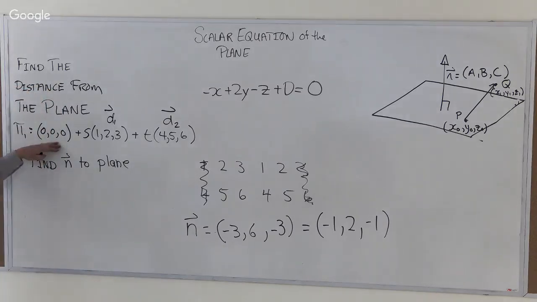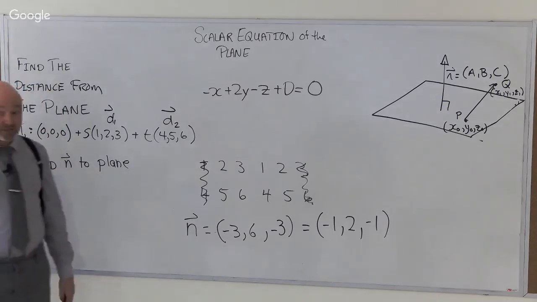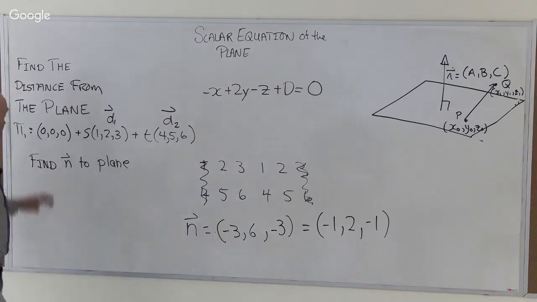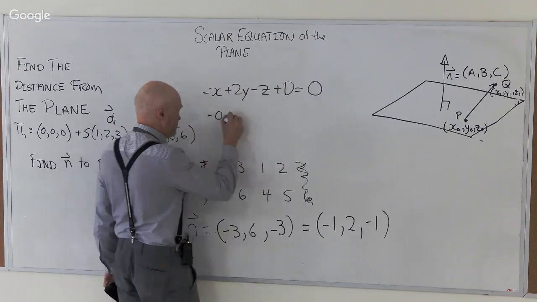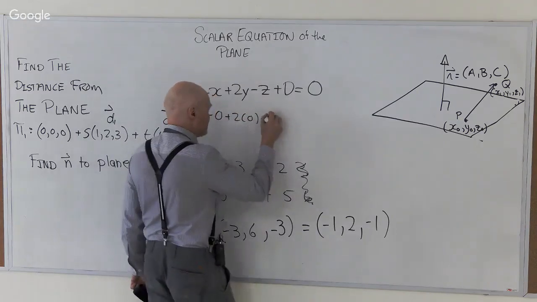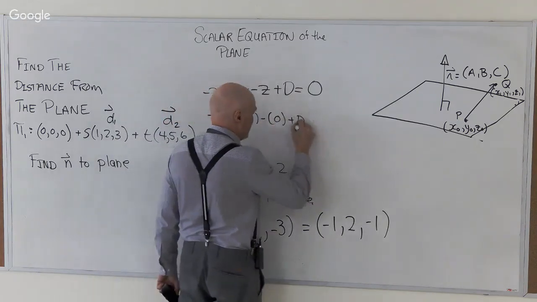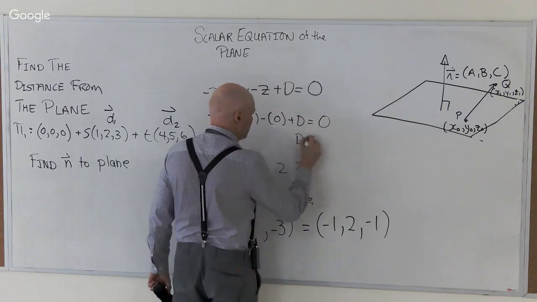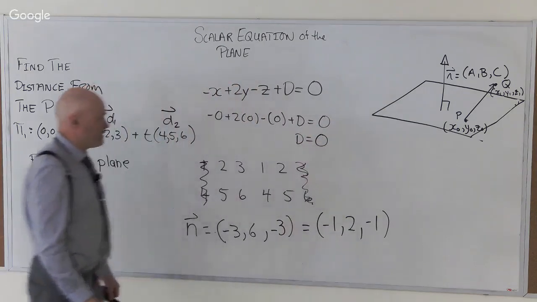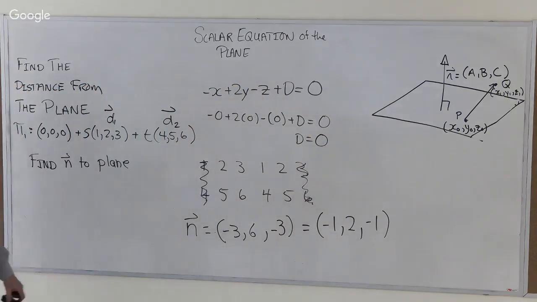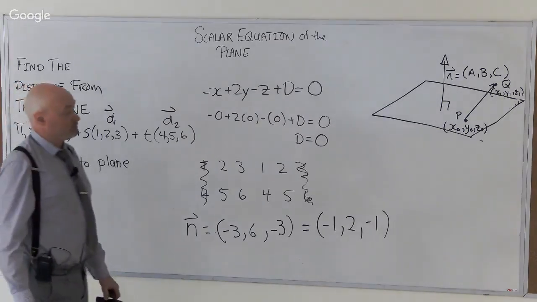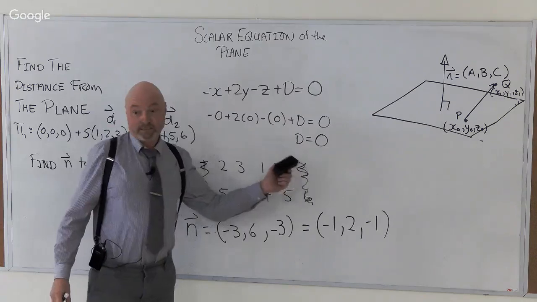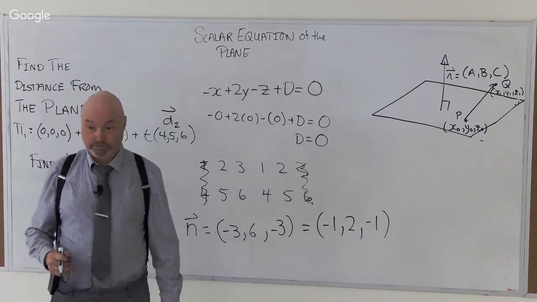Well, actually, our position vector, 0, 0, 0 in this case, lies on the plane. So I'm just going to substitute a 0 in, -0 plus 2 times 0 minus 0 plus d equals 0. So d is equal to 0. Who did that? Whose idea was that? That was a good idea, actually. I like the example because planes where d is equal to 0, they pass through the origin.